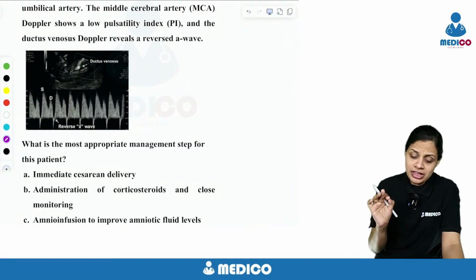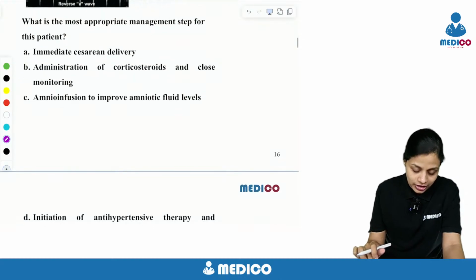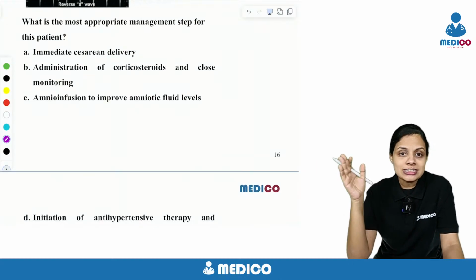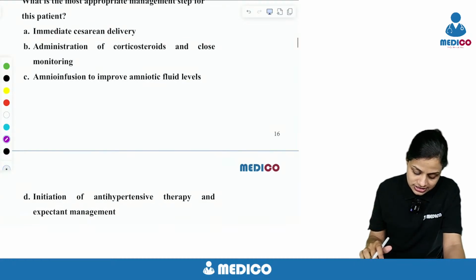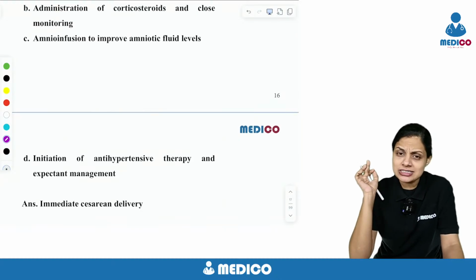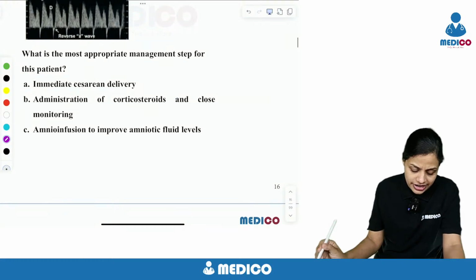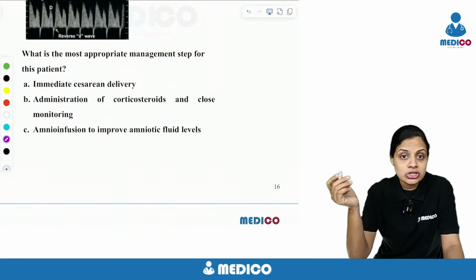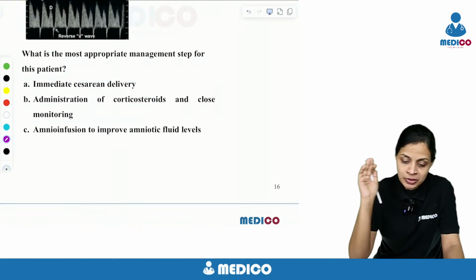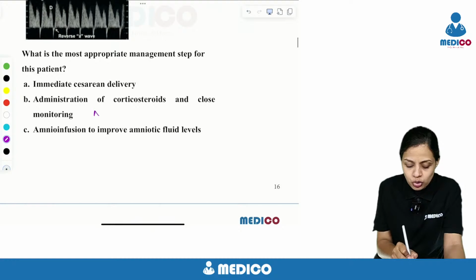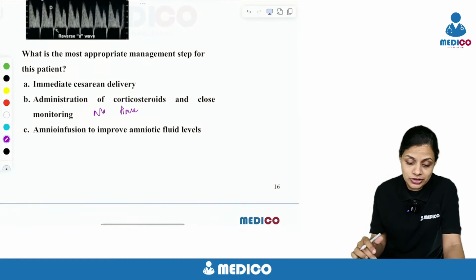So, if they have mentioned something to do with the ductus venosus Doppler, look for an answer that is pointing towards a termination of pregnancy, irrespective of the gestational age. Here, what is the answer? You have to go for an immediate cesarean delivery. What was her gestational age? She said 30 weeks. So when you're looking at the next option, administration of corticosteroids, you know that corticosteroids are given for lung maturity till 34 weeks. But in this case, there is no time. Why? Because there is already a change that has occurred in the ductus venosus Doppler.